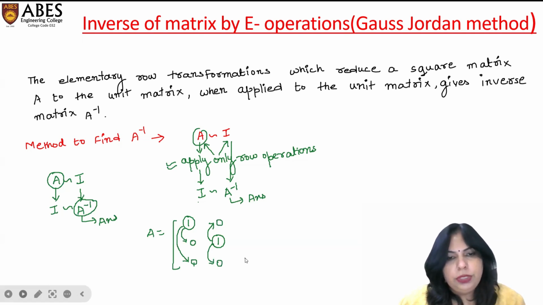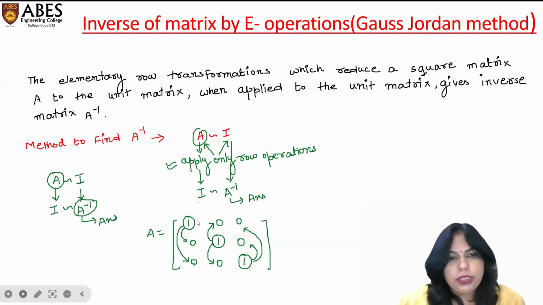After this, you need to convert this diagonal element as 1, and then by using this diagonal element, you need to convert this element 0. Above elements must be converted into 0. That would be the whole process.